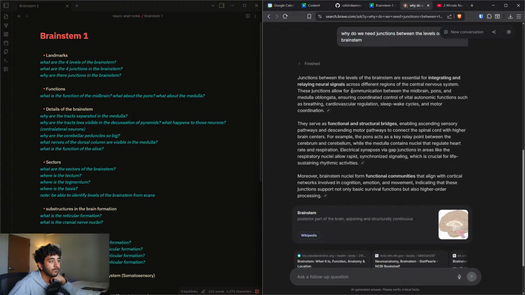Okay, so it allows for communication between the different levels of the brain. Okay, so it's just for communication between the different areas of the brainstem. Fine, perfect.